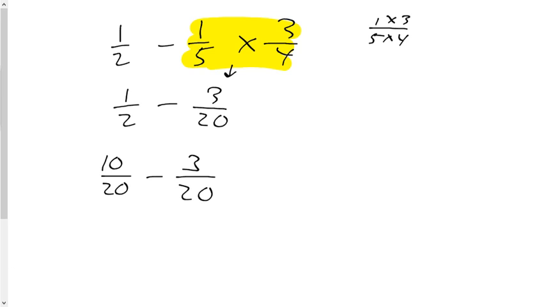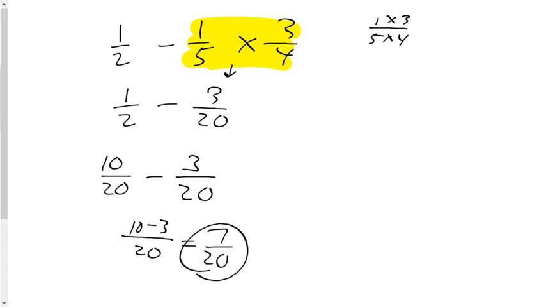So we're on the home stretch here. We have 10/20 take away 3/20. Our rule is to subtract the numerators and keep the denominator, which means our final answer to this BEDMAS question is 7/20. If this was a test, I always like it if you circle it, or if you have a highlighter, make sure you highlight it so my eye can be drawn to your answer.